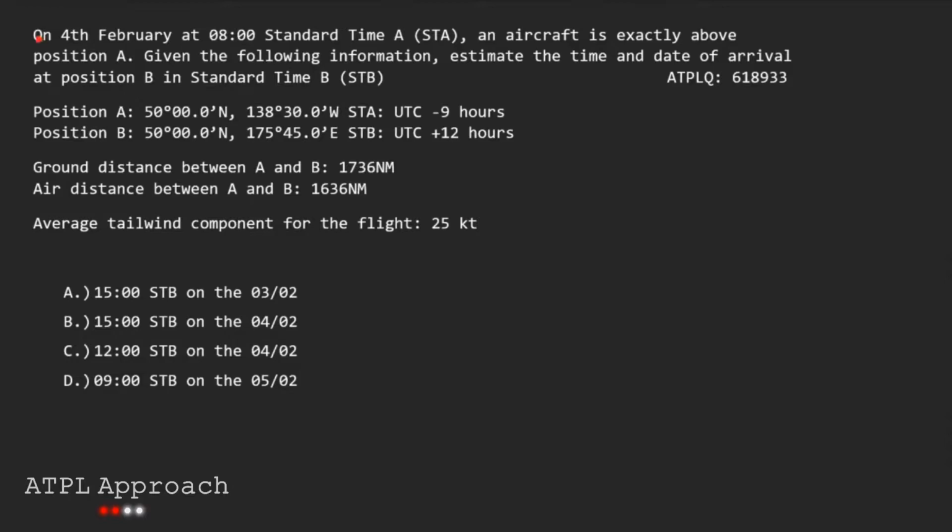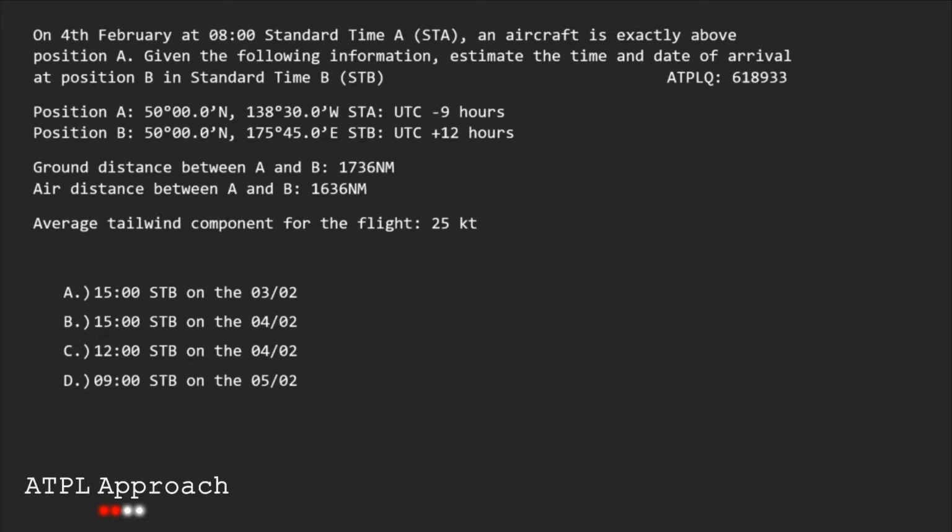It first tells us that on the 4th of February at 0800 hours, standard time at A, an aircraft is exactly above position A. We need to find the time and date of arrival at position B in the standard time at B. Looking at the positions, we can get a few clues as to what this question will require. We see that they are the same latitude, which doesn't really matter for time-related questions, and the longitudes are quite large, with one in the east and one in the west. So we'll probably be adding or subtracting a day if we choose to go past the Antimeridian. I'll explain what I mean by this later on.